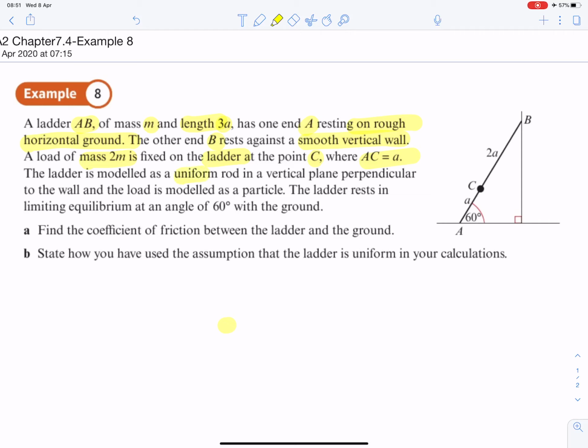The ladder is modelled as a uniform rod in a vertical plane perpendicular to the wall, and the load is modelled as a particle, so it can be considered to act at a point on the ladder. The ladder rests in limiting equilibrium at an angle of 60 degrees with the ground.